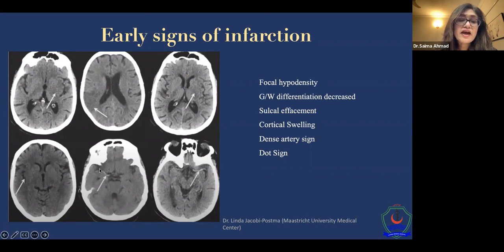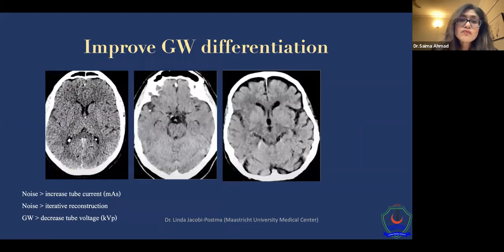And then we have the very beautifully depicted dense vessel signs. Dense vessel signs are not pathognomonic, but they are important because they guide you to look into the site of the occlusion. So these early signs of infarction are very, very important, and you need to look into them. Now, how can we improve the gray-white matter differentiation? Because these are very subtle changes, and it's not easy to pick them up.